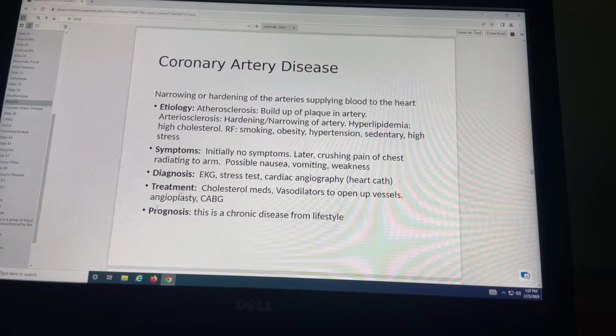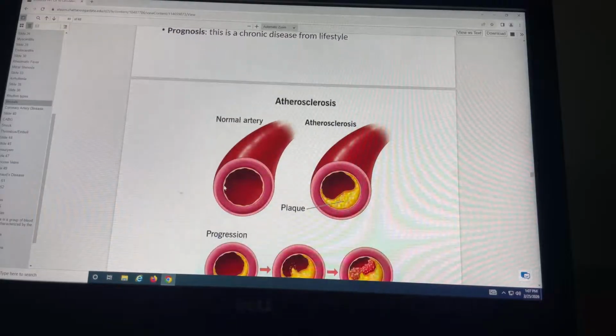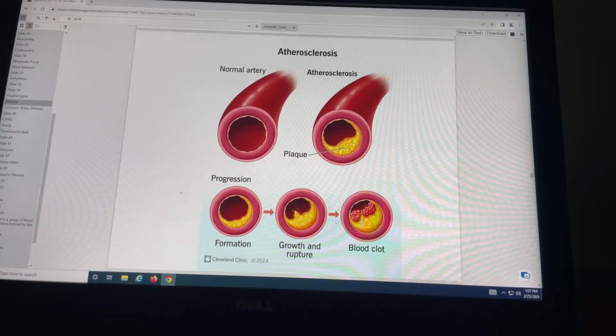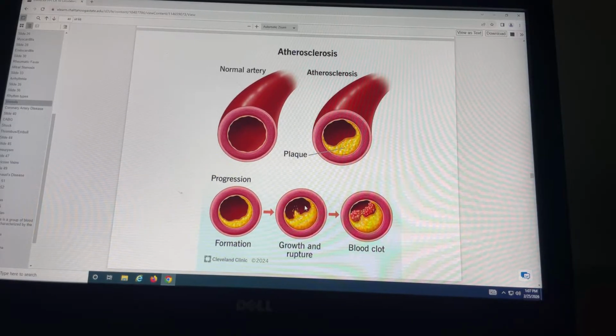Then prognosis, this is a chronic disease, right? This isn't something acute, like an illness that you get over. It doesn't resolve itself, like you have to fix it with surgery and be on medication generally for a while. Any questions about coronary artery disease? This is kind of a picture of what that might look like. So you can see how this isn't that bad, whereas this is really blocked.